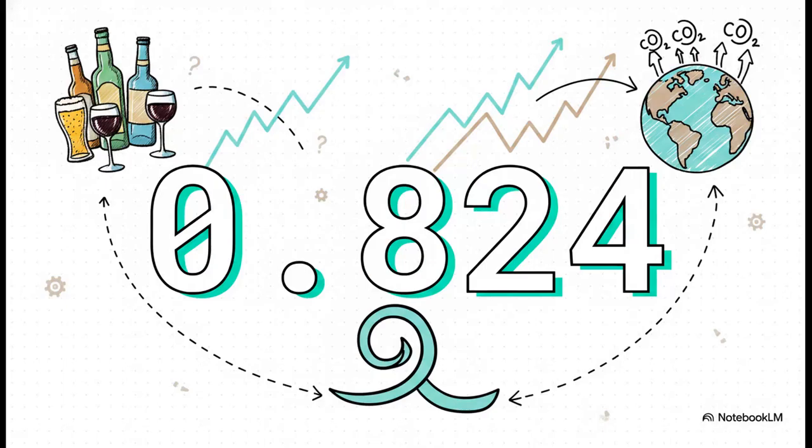Now get this. Consider the absurd 0.824 correlation coefficient you'd find if you compared monthly U.S. retail sales of beer, wine, and liquor against atmospheric carbon dioxide levels from the years 2000 to 2018. I mean, an r of 0.824 indicates a massive positive relationship, but obviously there's absolutely no underlying reason that atmospheric CO2 is being driven by retail liquor sales. This is a perfect example of a spurious correlation. The math looks incredibly strong on the surface, but the reality is pure coincidence. We need rigorous tools to separate the signal from the noise.